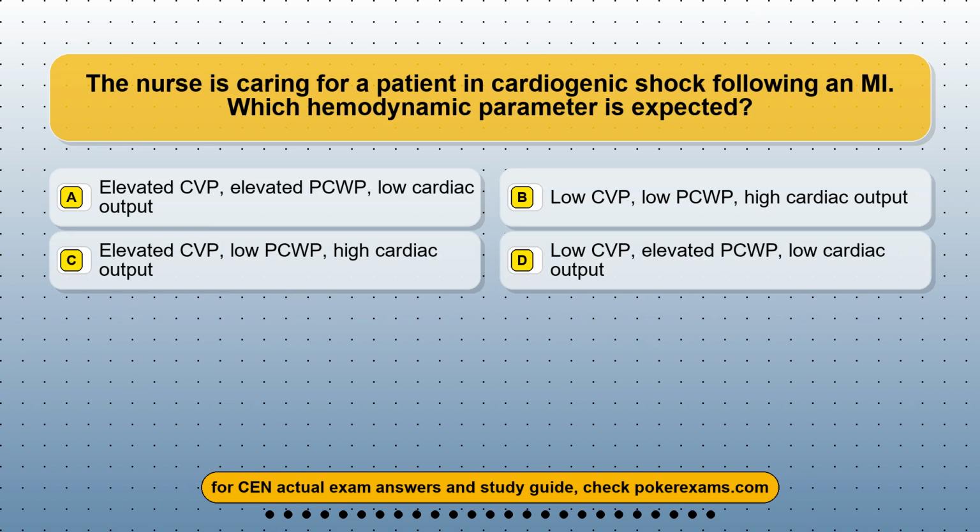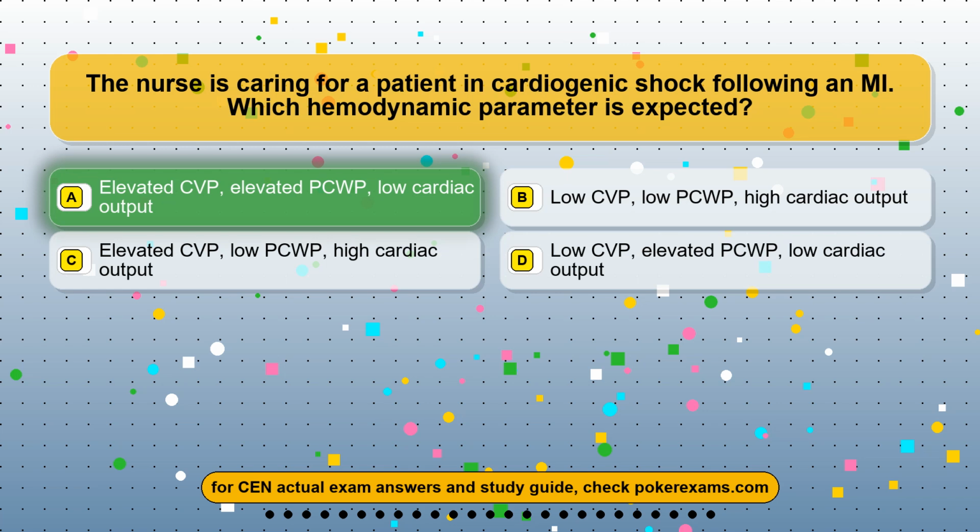Question 11. The nurse is caring for a patient in cardiogenic shock following an MI. Which hemodynamic parameter is expected? Option A, elevated CVP, elevated PCWP, low cardiac output. Option B, low CVP, low PCWP, high cardiac output. Option C, elevated CVP, low PCWP, high cardiac output. Option D, low CVP, elevated PCWP, low cardiac output.